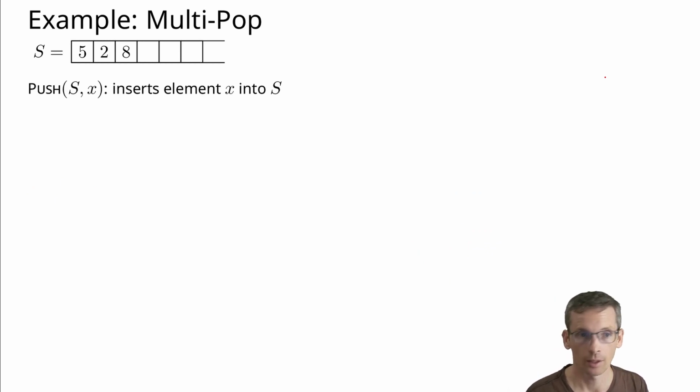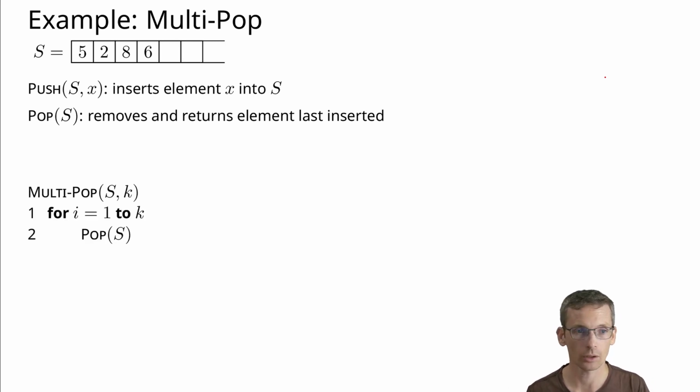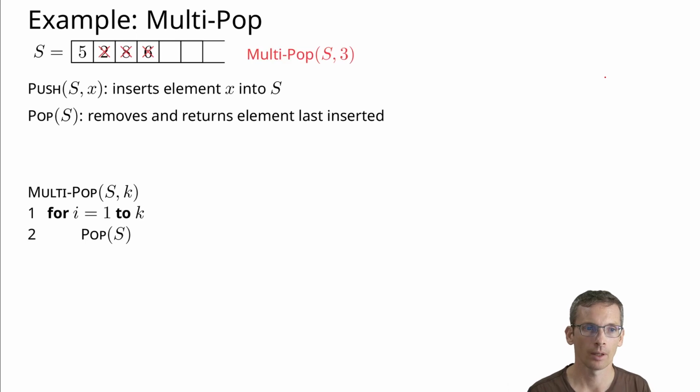What is that? So first of all, we have the regular stack operations. We have push, adding one element to the stack. So for instance, I'm now pushing the 6 here. Pop removes an element and returns it. And then I also have multi-pop, and multi-pop does exactly what you would expect it to do. It has a parameter k, and multi-pop pops k elements. For instance here, if I call multi-pop with the parameter 3, I would remove 3 elements. And if there are fewer than k elements, then we would simply pop as many elements as we can.